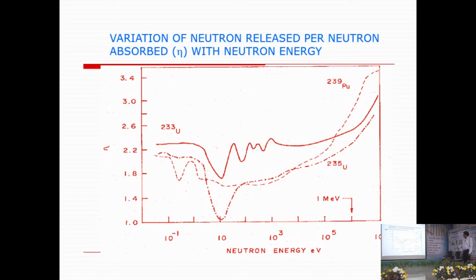But in the case of energy at around the 1 MeV region, the eta value is very close to 3. Now only 1 is required for chain continuation, so an excess of 2 neutrons is available. That's what we use to convert more fertile material to fissile. That's why breeding is only possible in the case of fast reactors.